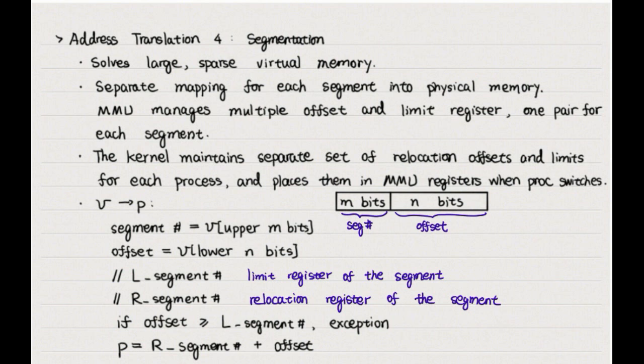If the virtual address is larger than the range of that segment, then it cannot fit into the segment. This results in an exception. Otherwise, P simply equals R_segment number plus offset.